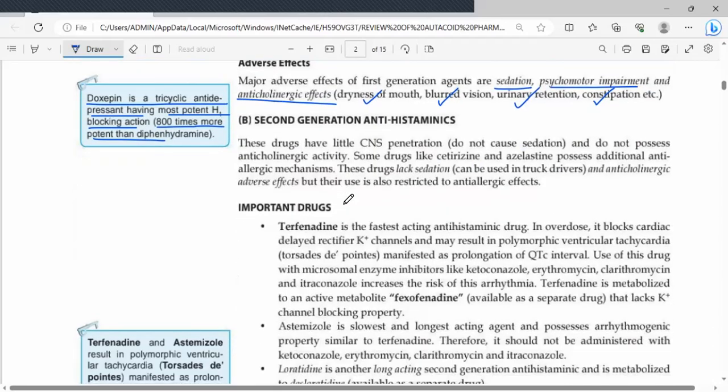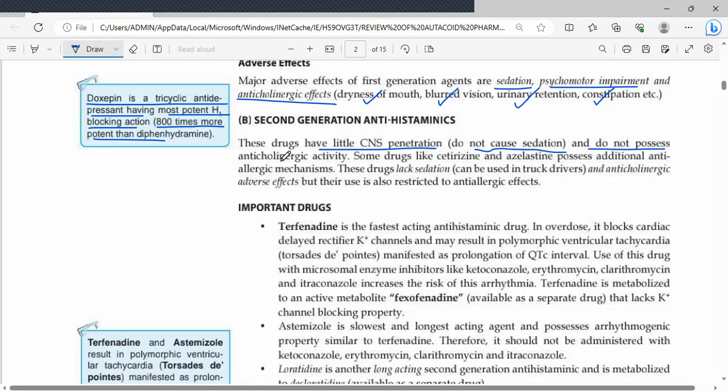Now, second generation antihistaminics. Based on their CNS penetration, they have little CNS penetration because they are hydrophilic. First generation were lipophilic, so they can penetrate the blood-brain barrier. But second generation are hydrophilic, they cannot. They have little CNS penetration, so they do not cause sedation. What does that mean? You can use them safely for people where constant attention is required. You can use them for truck drivers, machine operators, swimmers, okay?